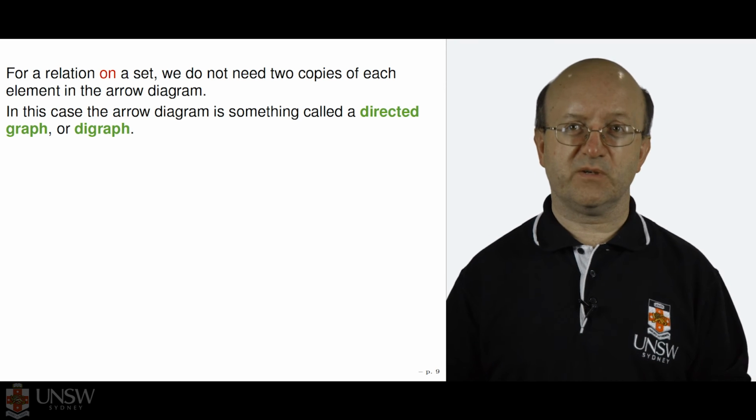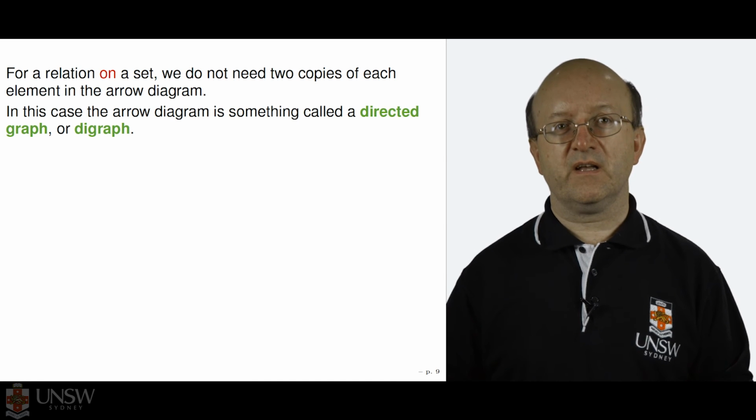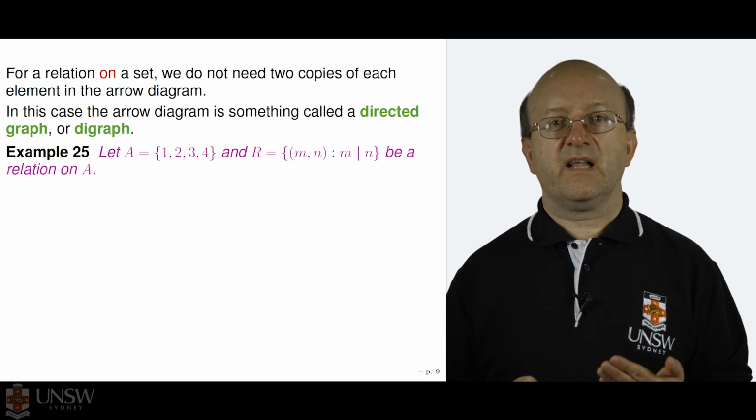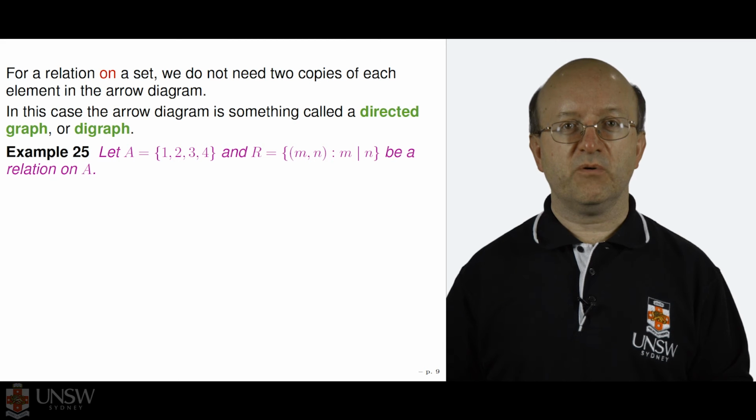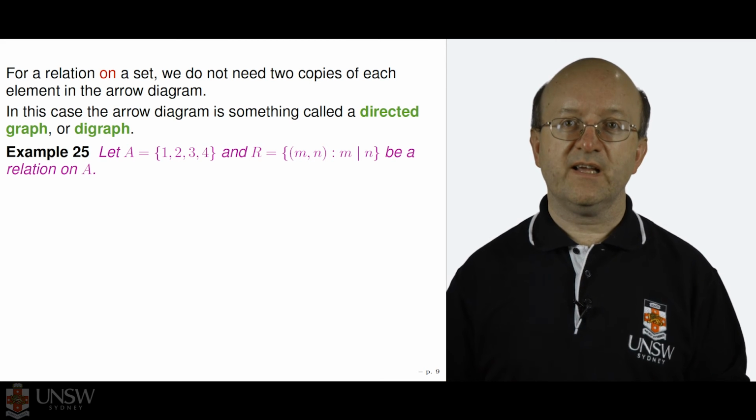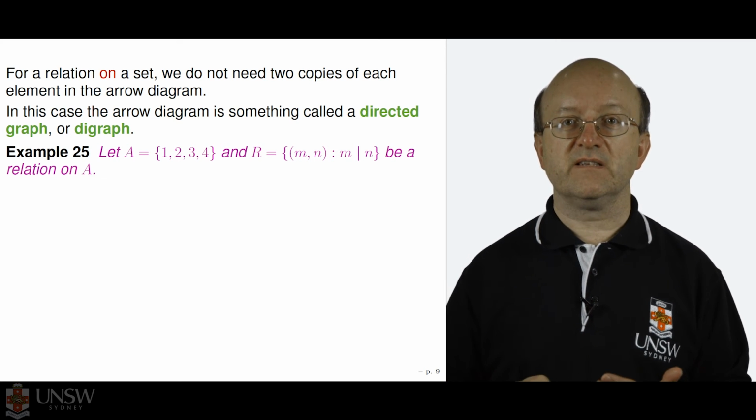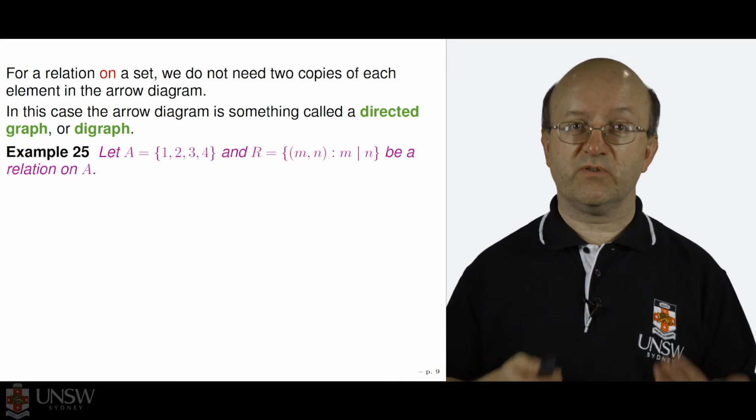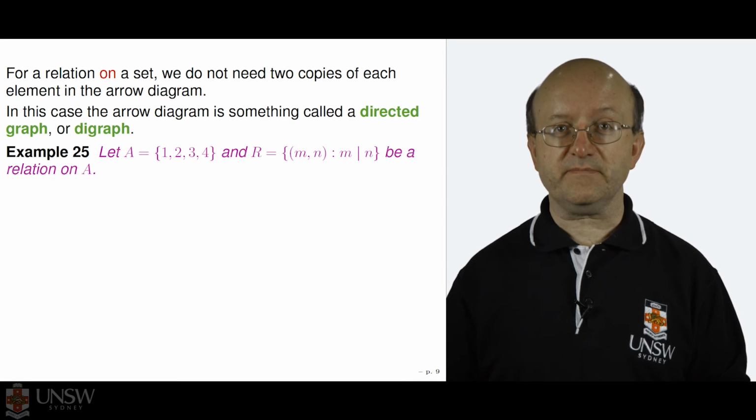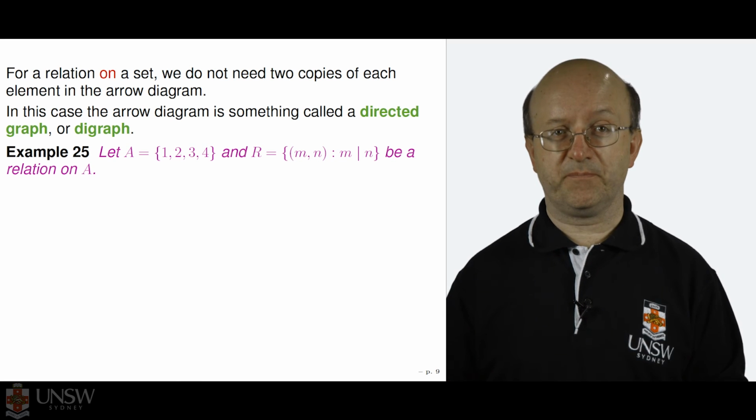I'll almost always use the term digraph, just because it's less effort to say. Let's look at an example. Let's take the set {1, 2, 3, 4}, and let's look at a relation on A given by: m and n are related if m divides n. So that's a relation on A, which I'm defining by a rule.